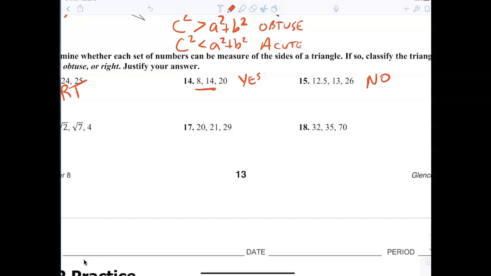No, so that's not a triangle. You're going to make a mistake on the test if you don't test first to see if it can be a triangle. Everybody okay with that?